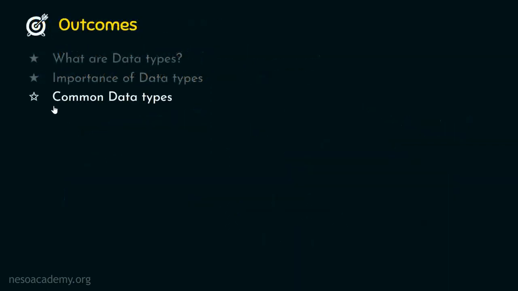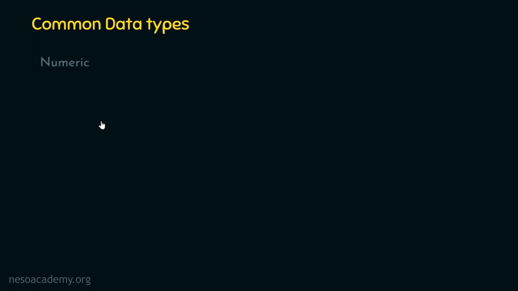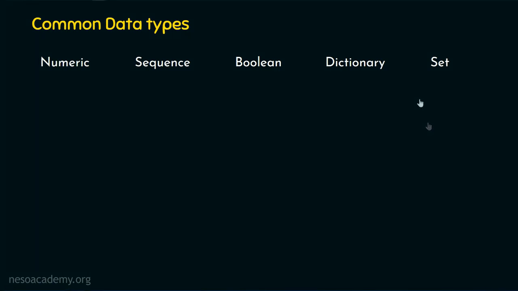Now let's move on further and see what are some common data types in Python. In Python, some common data types are numeric data type, sequence data type, then we have Boolean data type, then we have dictionary data type, and we have set data type. We have several other data types in Python that are used. Here we are trying to cover some of the common data types. Also, we'll be covering each of these data types in slightly more detail in the upcoming lectures. However, in this lecture, we will cover them in an overview.